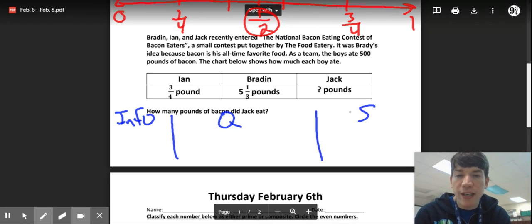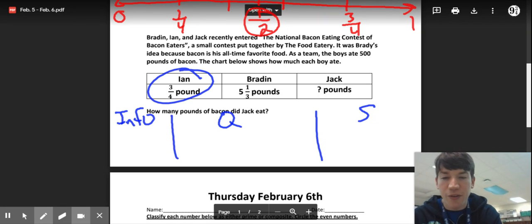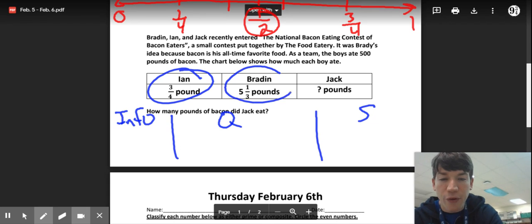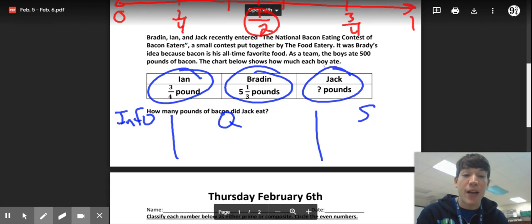So Braden, Ian, and Jack recently entered the National Bacon Eating Contest of Bacon Eaters, a small contest put together by the Food Eatery. It was Braden's idea, because bacon is his favorite food of all time. As a team, the boys ate 500 pounds of bacon. The chart below shows how much each boy ate. Ian ate 3/4 of a pound. I'm not going to write that down there because it's right there. Braden ate 5 1/3 pounds, and we don't know how much Jack ate.